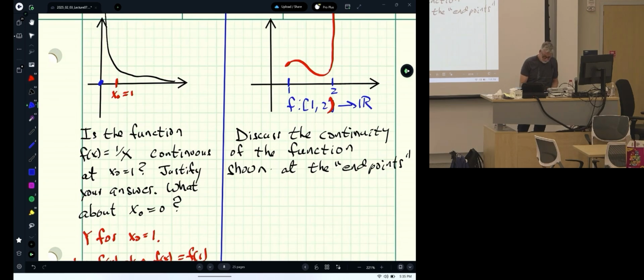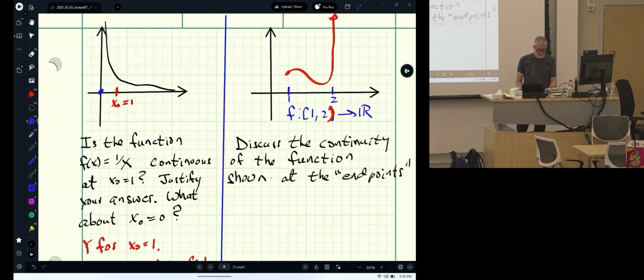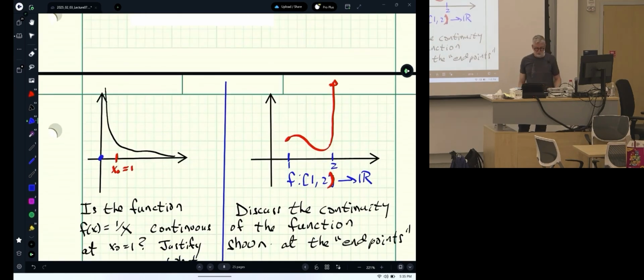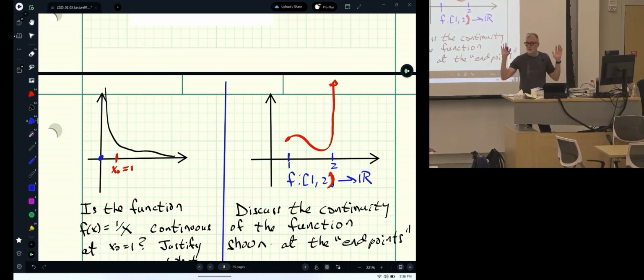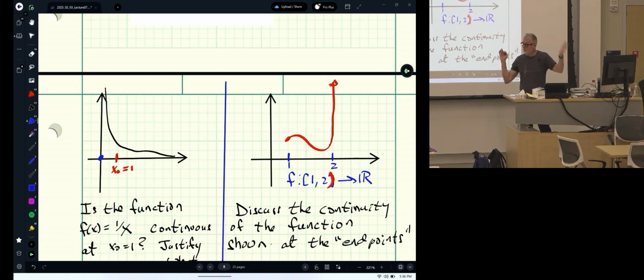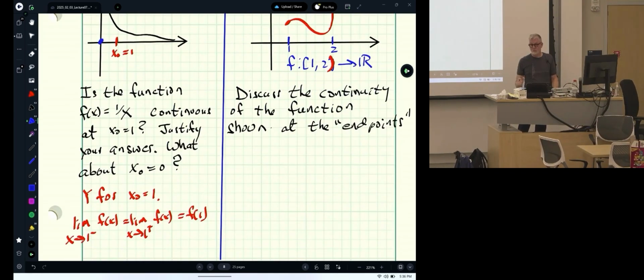And the answer is no for x0 equals 0. And what would be the reason, if I add 0 into the domain, why is it discontinuous there? What about the limit from the left? You don't have to worry about it because it's an endpoint. The only limit that makes sense is the one from the right, but it's not even finite, so it can't be continuous there.